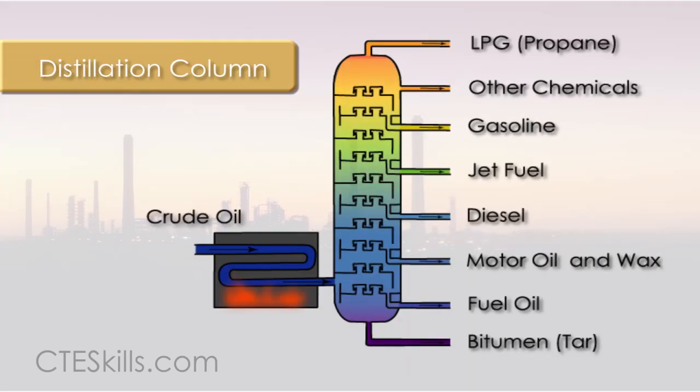Industrial distillation is typically performed in large, vertical cylindrical columns known as distillation towers or distillation columns. Distillation uses boiling points to separate different substances from each other. As the product begins to vaporize, the lighter particles rise, with the lightest being released out at the top.